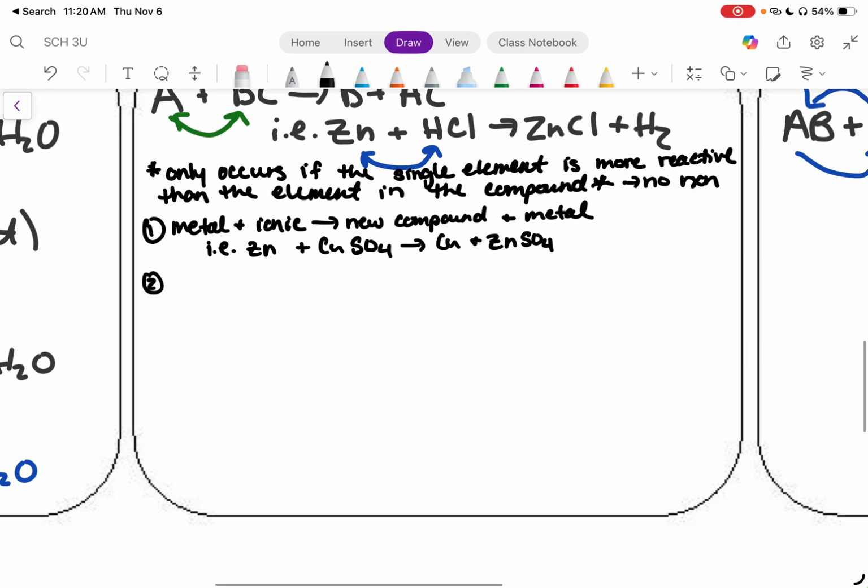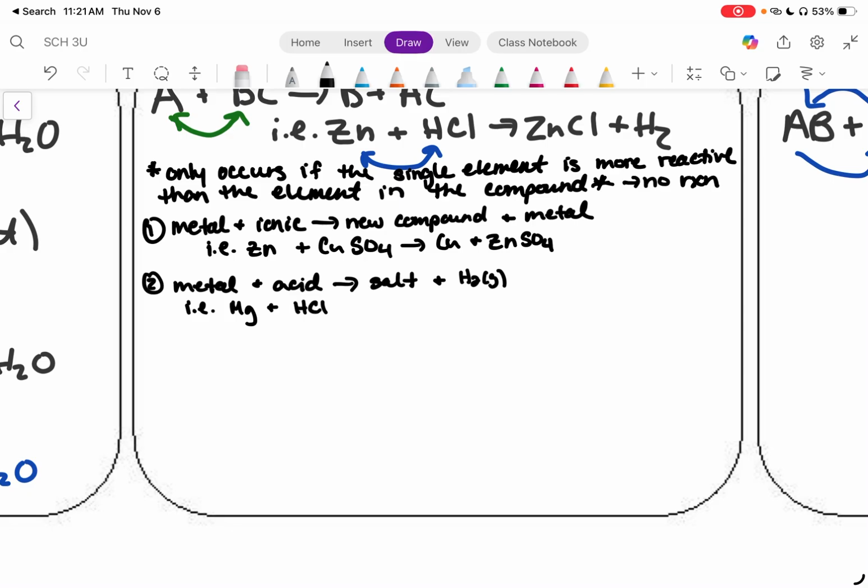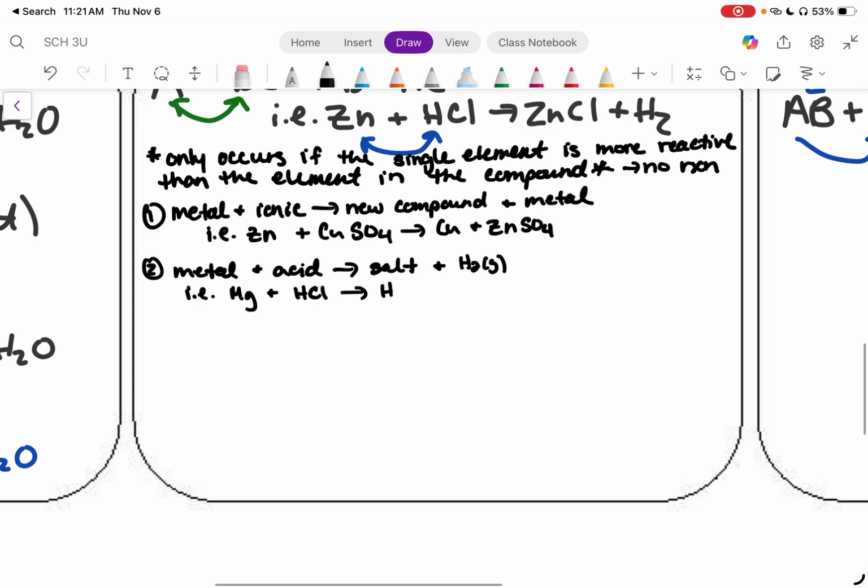Remember that the second example was when we had a metal and an acid. That's going to make a salt and hydrogen gas, because an acid always has hydrogen in it. So for example, if I had magnesium plus HCl, I know magnesium is stronger. I will just end up with hydrogen gas and magnesium chloride.